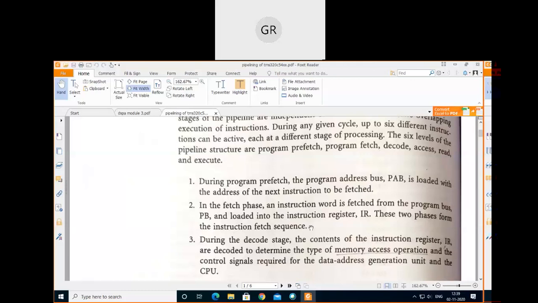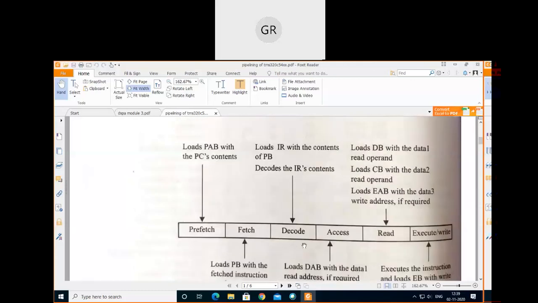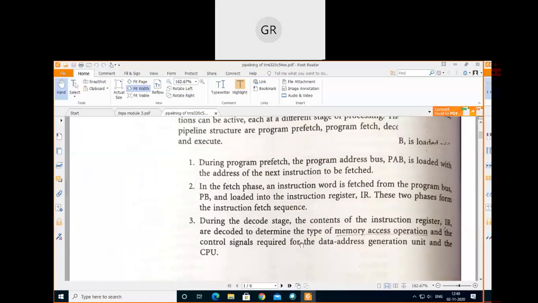Next, the third one, decode. During the decode stage, the contents of the instruction register IR are decoded to determine the type of memory access operation and the control signals required for the data address generation unit and the CPU.